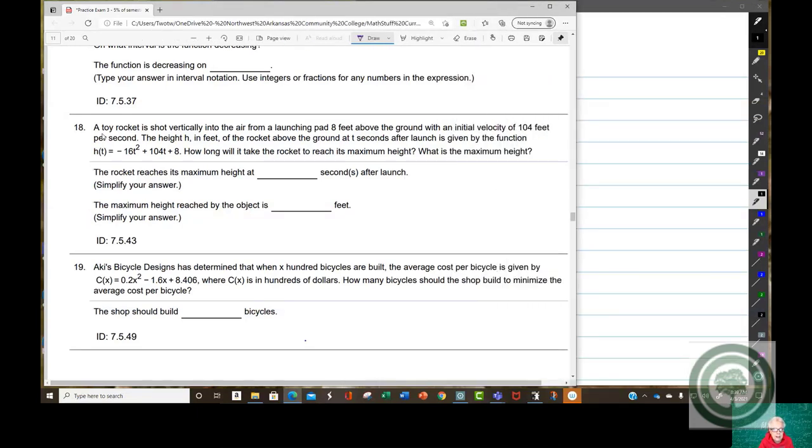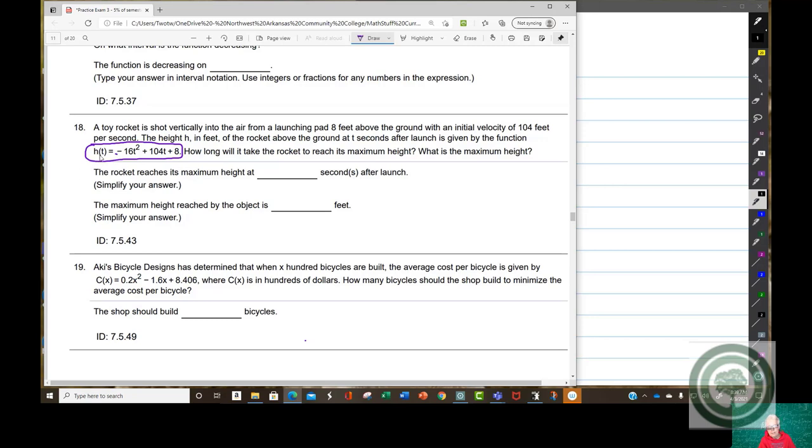All right, there we go. These words are helpful. However, this is the important part right here. They show you where the 8 comes from. They show you where the 104 comes from. They don't explain this, but that's the effect of gravity. So, what are we being asked to do with this? A toy rocket is shot vertically into the air from a launch pad 8 feet above the ground with an initial velocity, an initial jolt of 104 feet per second.